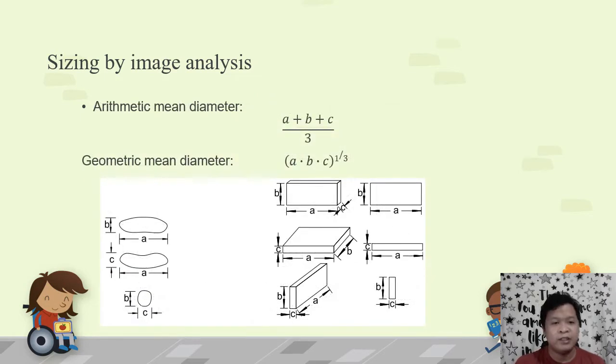So for calculation purposes, these three dimensions are usually used to compute for either the arithmetic mean or the geometric mean, which can be used in analysis requiring the transformation of these data into equations.